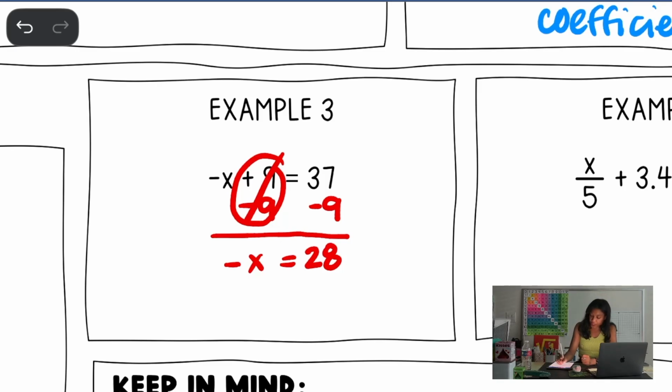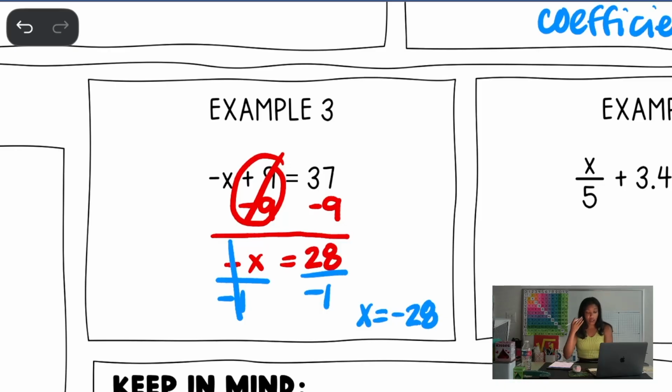And now, because we are multiplying by -1, I'm going to divide by -1 just so that it's the opposite. This basically says the opposite of x is 28. So that's going to become 1, and x is going to be equal to -28. Again, the opposite of x is positive 28. That means x has to be -28.